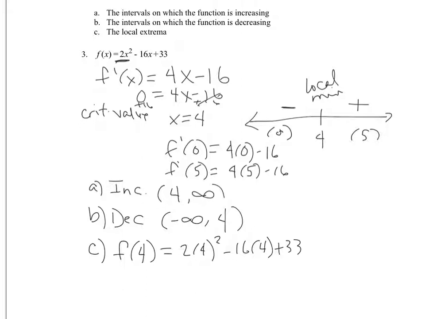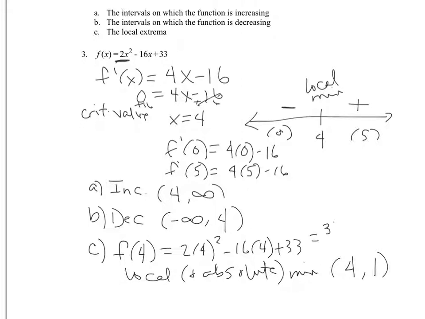Have you got it? Where is our local and our absolute minimum? What's the ordered pair? 4, comma 1. Correct? Think order of operations. If you had any trouble cleaning this up, remember you got to square the 4 first. So 4 times 4 is 16. 16 times 2 was 32. Then you had to subtract 64 and then add 33 to it. And that's how you get a positive 1.